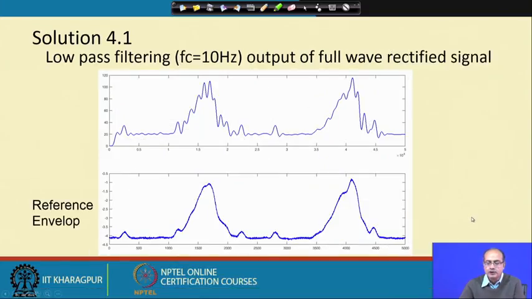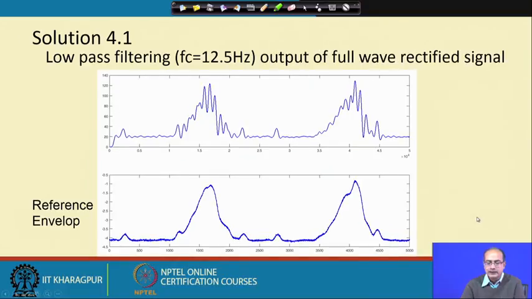Now, we have to go for the full wave rectifier output. So, first we take the case when 10 hertz is the cutoff frequency. We get some small amount of ripple at 10 hertz, then we move to the other cutoff frequency. Next point is 12.5 hertz. We are going for that. We see there is some increase in ripple.